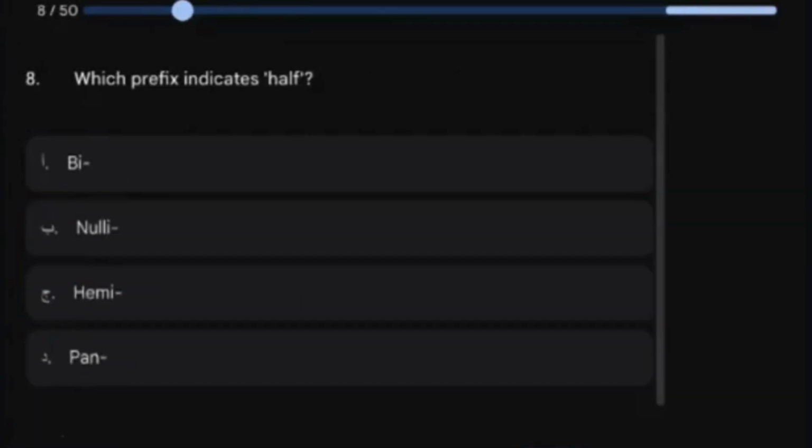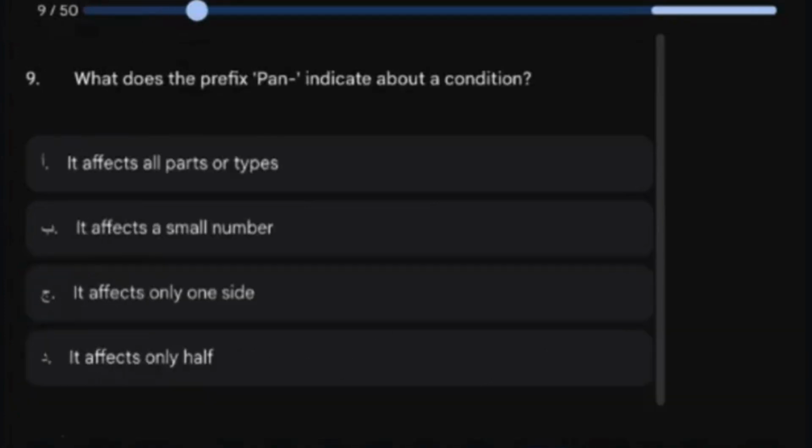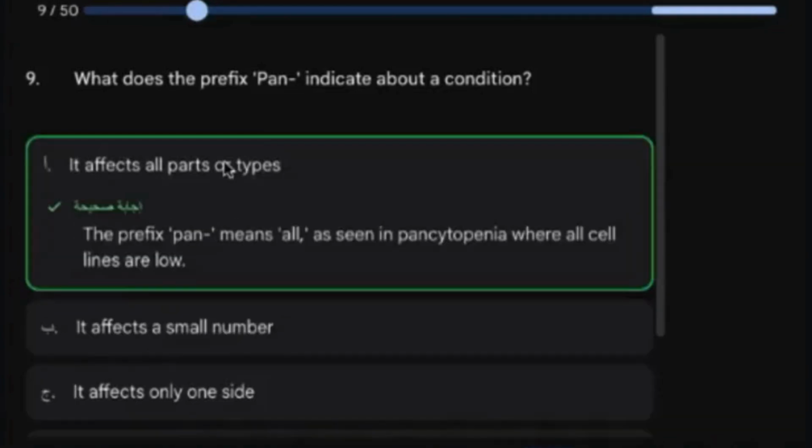Next, which prefix indicates half? Is it bi, nulli, hemi, or pan? Yes, hemi, as in hemiplegia, which means there is a paralysis affecting one side of the body, half of the body. What does the prefix pan indicate? Does it mean it affects all parts or all types, a small number, only one side, or only half? It means that it affects all parts or all types, like in pancytopenia, for example. It means that all the number of cells or all the types of cells are affected by this condition.